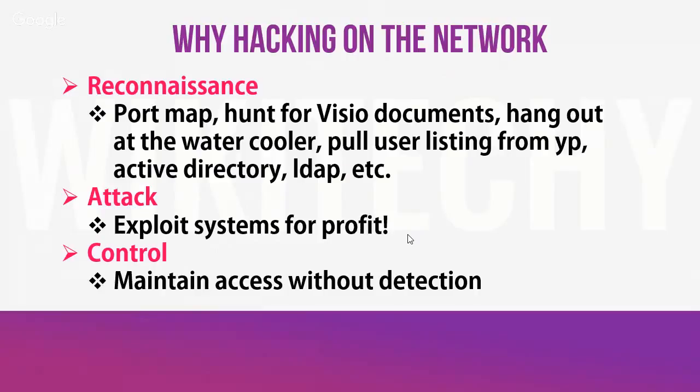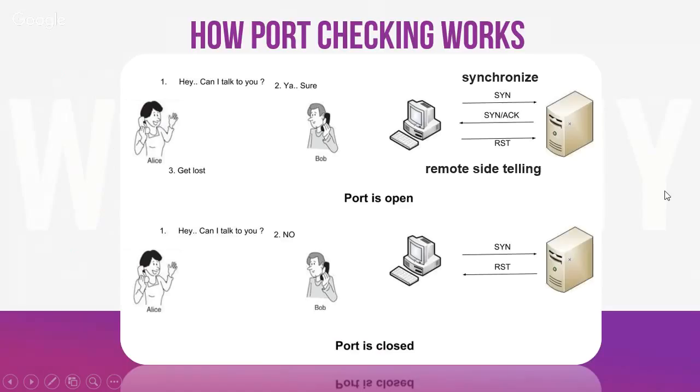Why hack the network? You may ask why people go towards hacking networks. The first step is reconnaissance. Reconnaissance is getting information about the end user. Considering you have a laptop at home, they try to access your laptop's information, the ports and everything, to pull user listings or data from the network, then attack and exploit the system for profit. Finally, they try to maintain access without detection. For these reasons, people will try to hack the network, so we are going to restrict it via the tool NMAP.